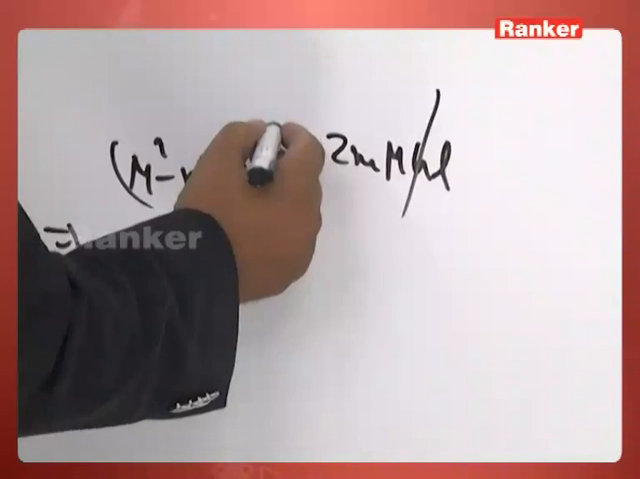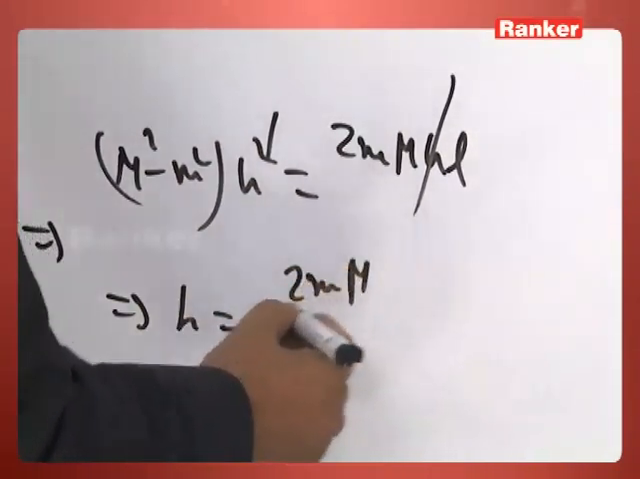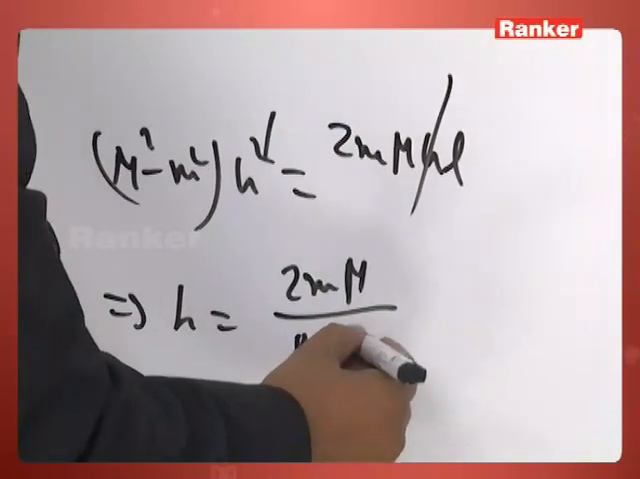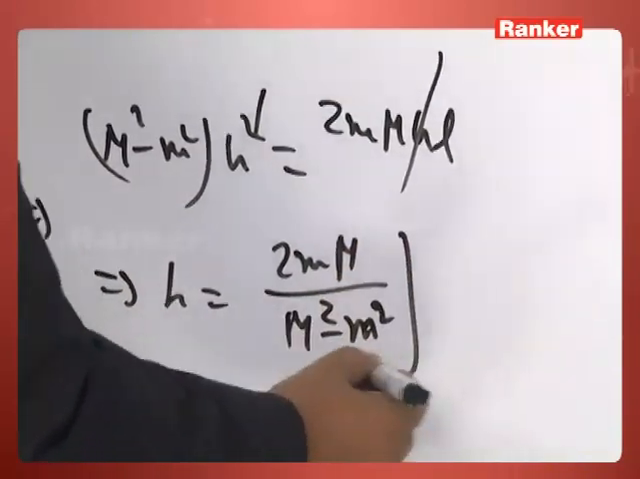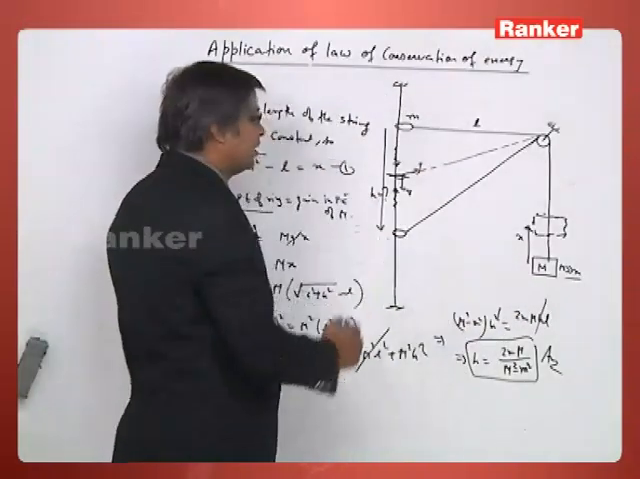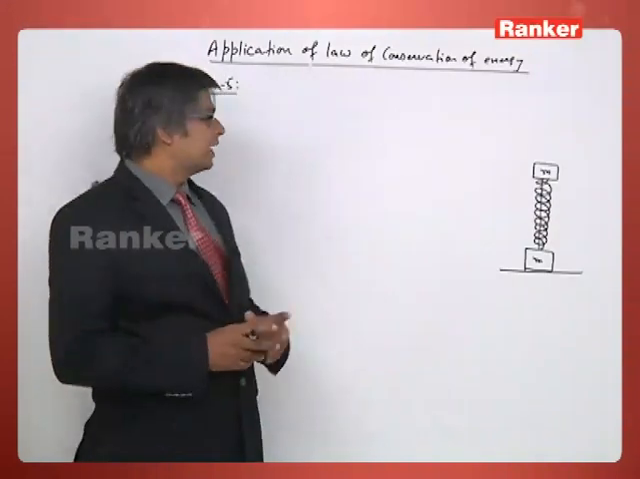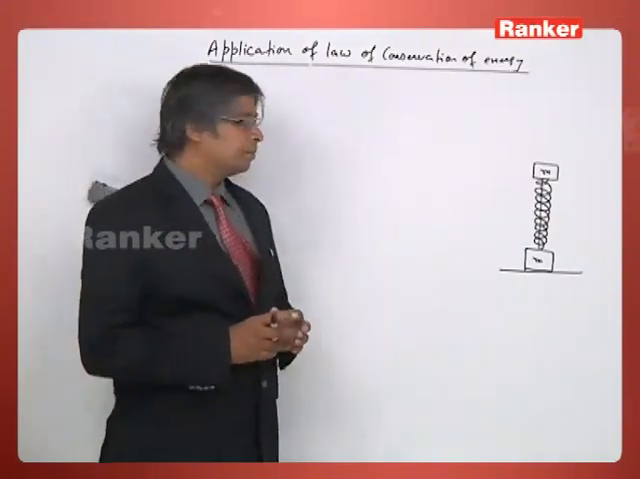So 1h cancels, so h becomes 2mm by m square minus m square. So this is the value of h, the maximum distance it falls down. So now take another example.